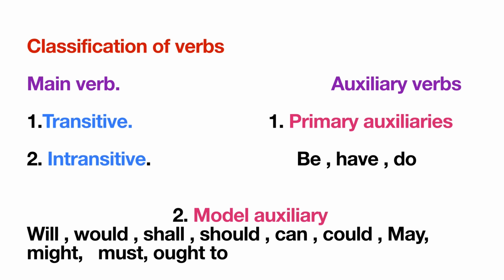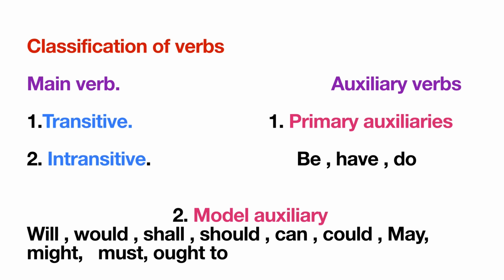Be is the being verb. Is, am, are, was, were are the examples of be verb. Next is to have. Has, have, had. These verbs show the possession. And then to do verbs. They are do, does, or did. These verbs are used for negative and interrogative sentences.